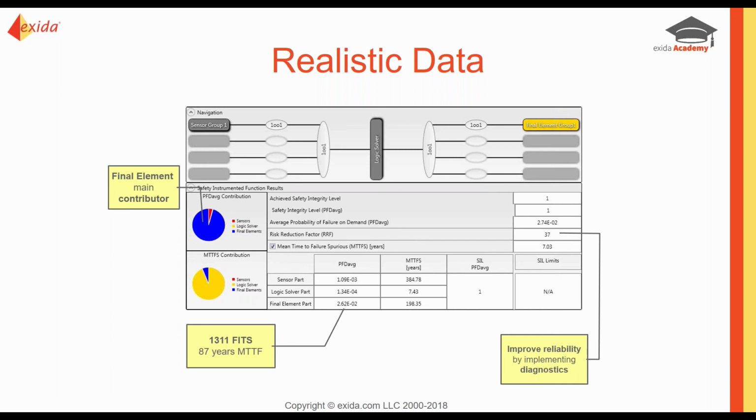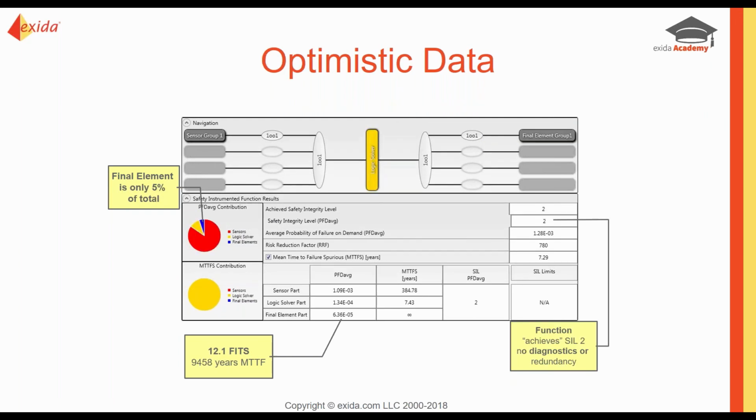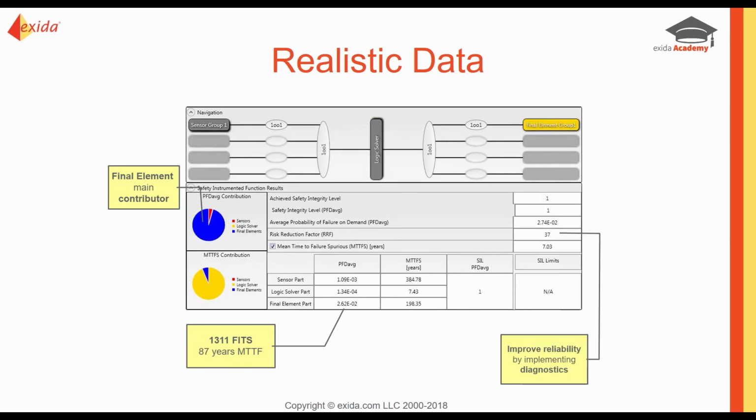Once again, we're not saying that you can put a valve in operation for 87 years. It's more like, think you have 87 valves in your plant. You might see one failure per year. Okay, this is a lot more realistic. Now let's look at your risk reduction factor. Before we had a risk reduction factor of 780. Now we have a risk reduction factor of 37. That's a major difference.